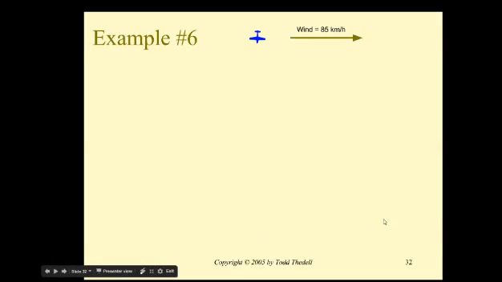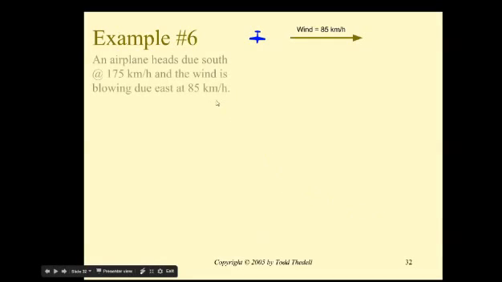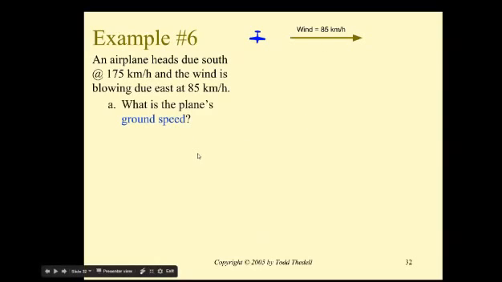Okay, here's an example. Let's say we have this airplane that heads due south at 175 kilometers per hour, and the wind is blowing due east at 85 kilometers per hour. Two questions we're going to ask is, what's the plane's ground speed, and what heading is it actually going?